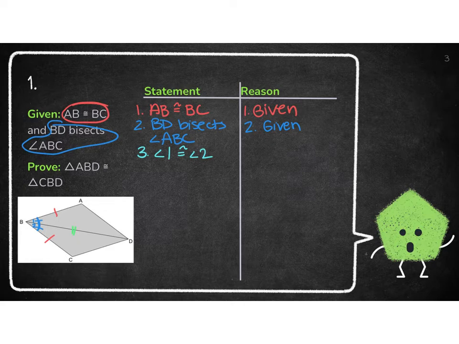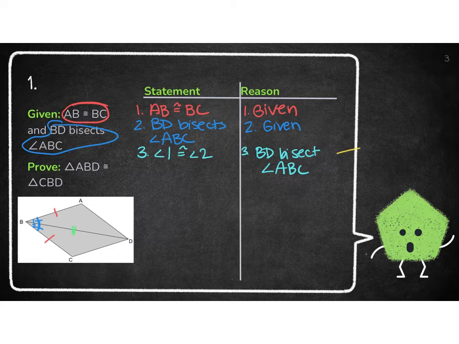Now, there are 2 ways you could go about giving the reason for this. The first one would be, we know that BD bisects angle ABC. The only reason I can write that there is because we have already established it up here in a statement. If I didn't have that established, I wouldn't have been able to give that reason. So that is why it is very important that step 2 is already there before we got to step 3.